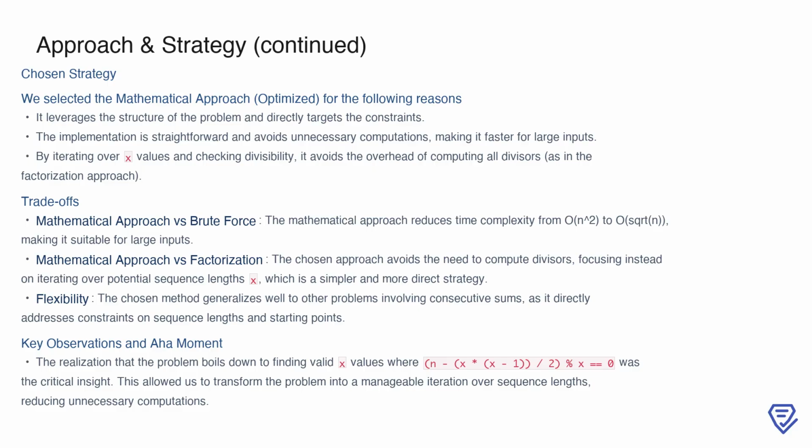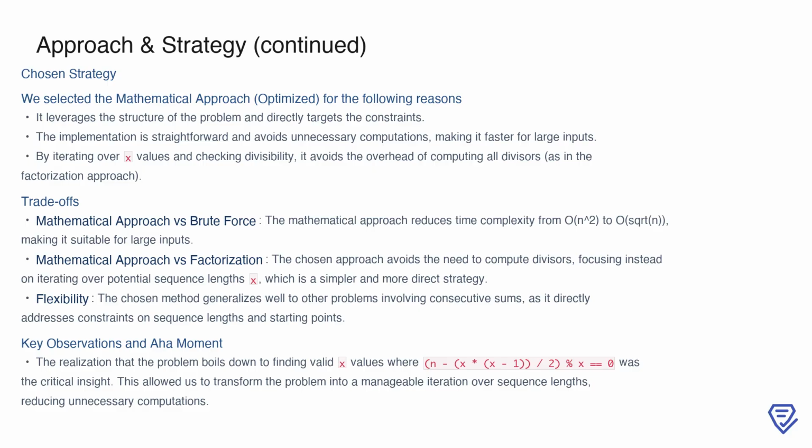of n. Compared to the brute force method, the mathematical approach dramatically reduces the time complexity from O(n squared) to O(sqrt n), which is a crucial improvement for handling inputs as large as 10 to the power of 9. It also avoids the additional steps required in the factorization approach, where divisors of n need to be computed. This makes the chosen method simpler and more direct.